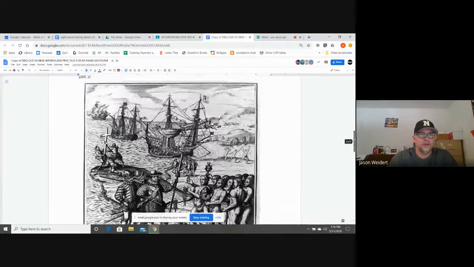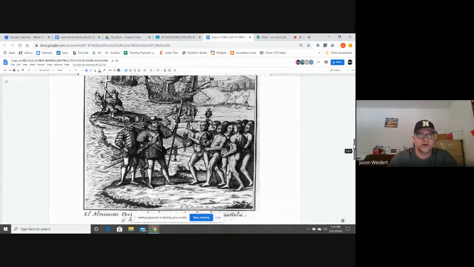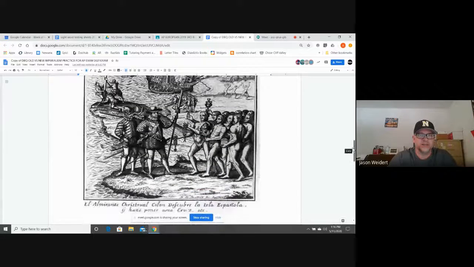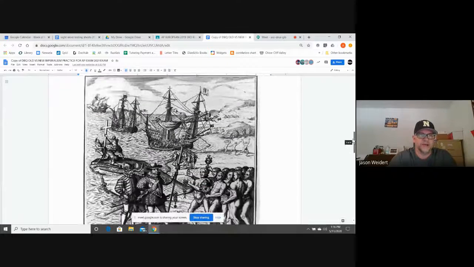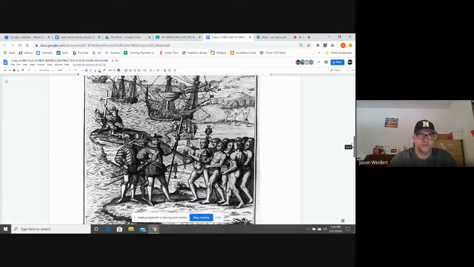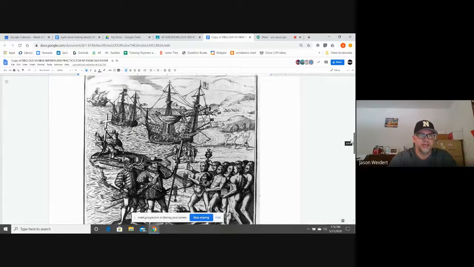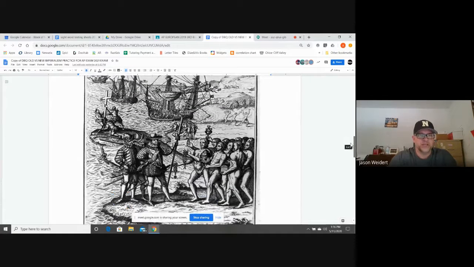Now our third one is the most difficult one, and I'll scroll up and down so you can get a good look at this. All right, we've got ourselves a drawing here, which is always the most difficult document to work with. And in this drawing, one thing that stands out is those two guys trying to put the cross up. That fits in perfectly with what we're talking about: Christianity and all that kind of stuff.